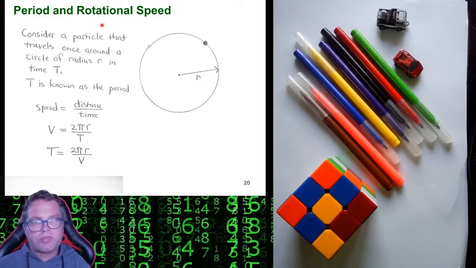If we're interested to know what the rotational speed or the speed of the particle is, then we can use this formula. Speed is equal to distance divided by time. That's just a general formula. And the distance that the particle would travel would be the circumference of the circle, which is 2 pi r. The time that it takes is given by t. So here we have an expression for the rotational speed or the linear speed in terms of the period. We can also rearrange this equation if we would like to know what the period is, if we're given, for example, the rotational speed of the particle.